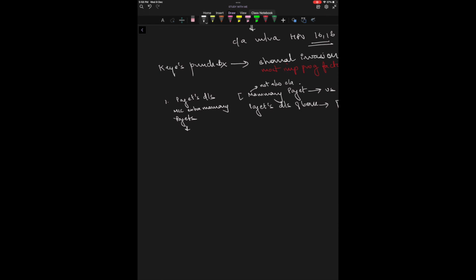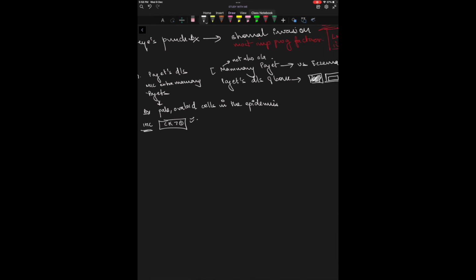Anyways, so Paget's disease of vulva, on biopsy we'll see pale ovoid cells in the epidermis. All right, what is the IHC marker? This is important. Cytokeratin 7. Right.